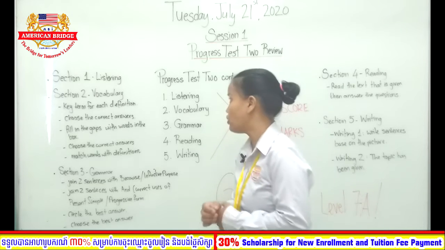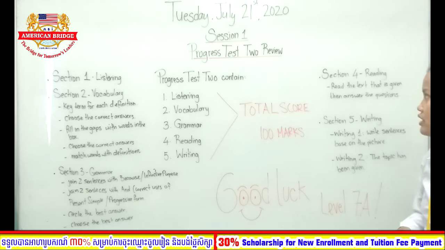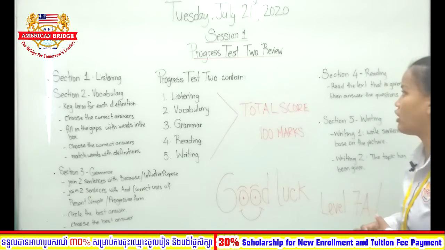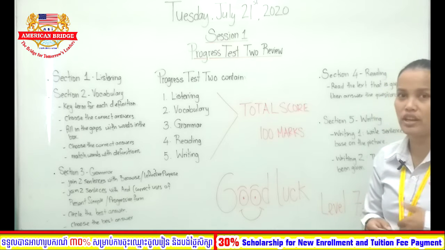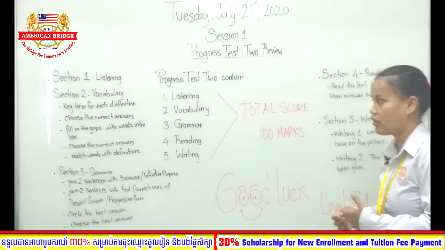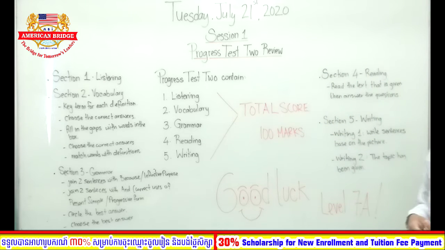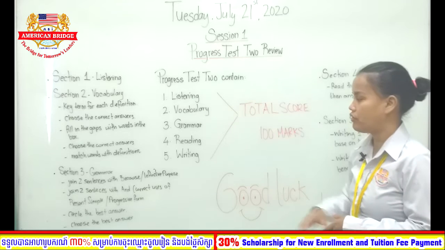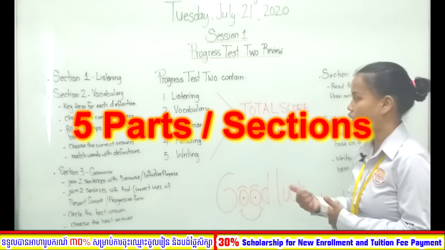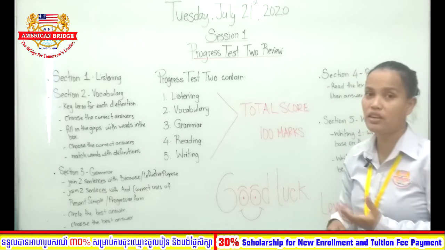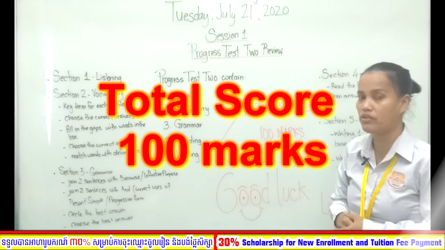Okay, so for today's class on Tuesday, July 21st, 2020, Session 1, we're going to be focusing on Progress Test 2 review. There's not much review here, but it's just to give you some basic ideas of what the quiz looks like. Progress Test 2 contains 5 parts: Section 1's listening part, vocabulary, grammar, reading and writing. The total score for the whole 5 sections is 100 marks.